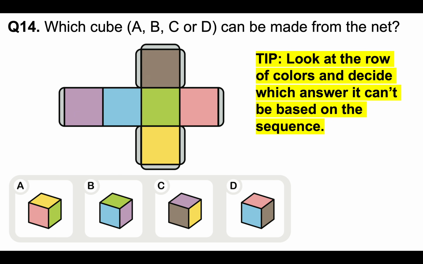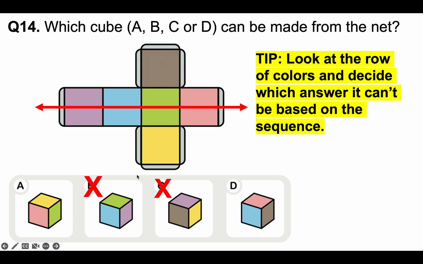So my tip is, look at the row of colours, that row, and decide which answer it can't be based on the sequence. So we're going to use a process of elimination. Well, it can't be B, because if you look along that middle section where that red line is, you can see it goes purple, blue and green. Well, those colours, purple, blue and green, are not running in the same line because the purple one is off to the side. So it can't be B.